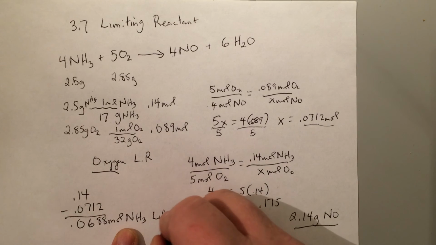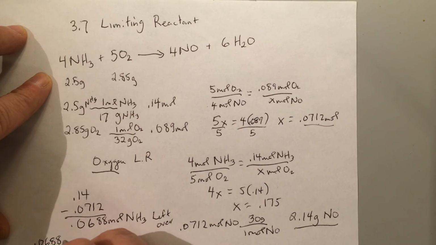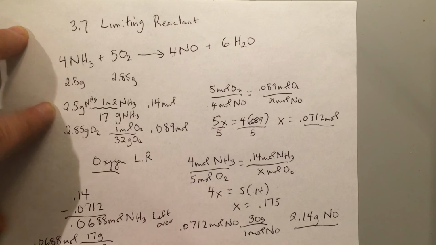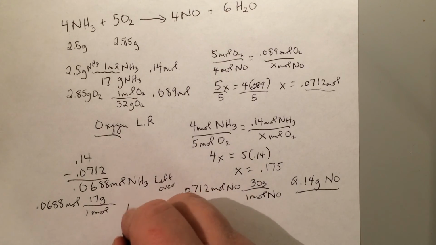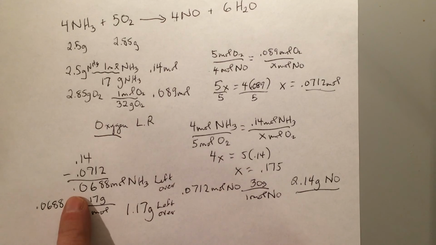Okay, left over. Or you could put this into grams. 0.0688 moles. And remember, in 1 mole, there's 17 grams. So times 17, that's going to leave you 1.17 grams left over. Okay, so it's either 0.0688 moles left over or 1.17 grams left over.